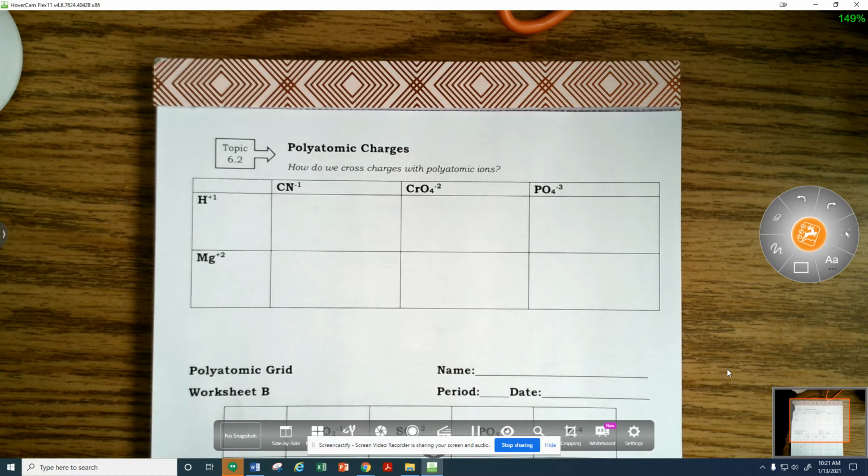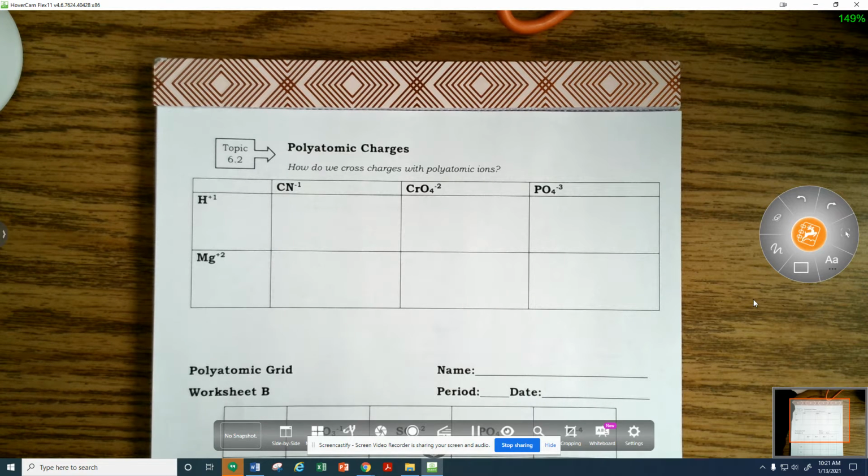Hi guys, this is topic 6.2. We're going to divide polyatomics into a couple of days just so it's not an overly long note session. So I'm just going to work with you real quick on how to cross charges with polyatomics, because we have a different set of rules than we saw before.